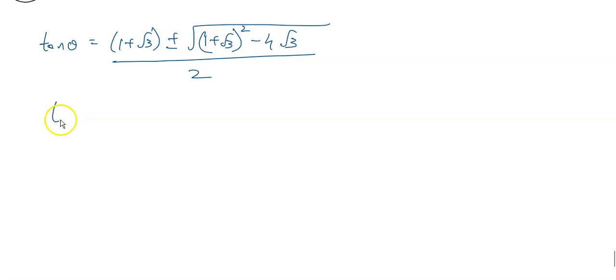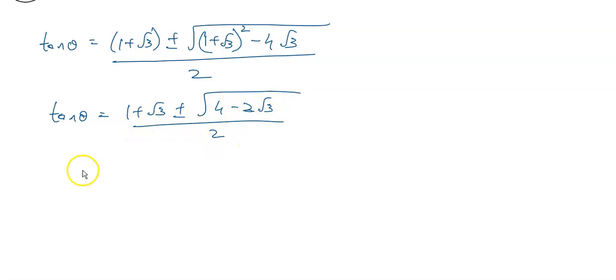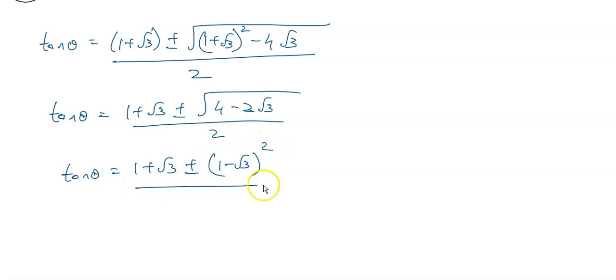So this implies tan theta is equals to 1 plus root 3 then plus minus under root of 1 plus root 3 का whole square करेंगे तो 3 plus 1 4, 4 plus 2 root 3, so that is 4 plus 2 root 3 and minus 4 root 3 is minus 2 root 3, divided by 2. So this is tan theta is equals to 1 plus root 3 plus minus, इसको हम लिख सकते हैं 1 minus root 3 का whole square divided by 2.